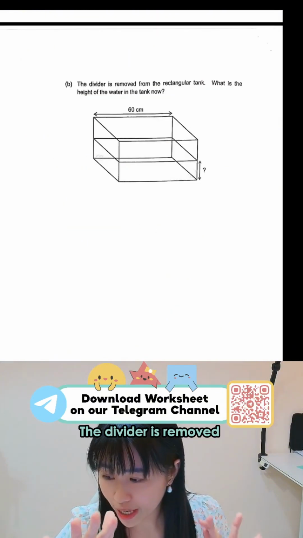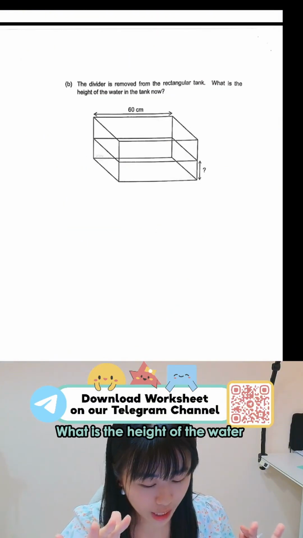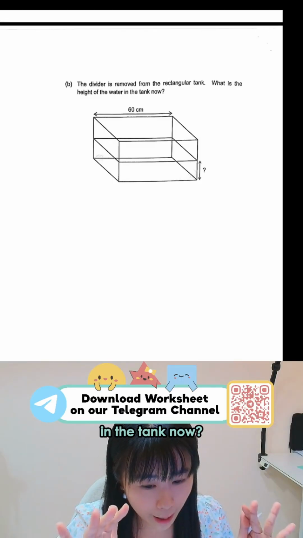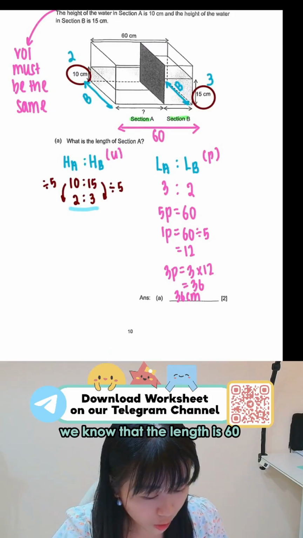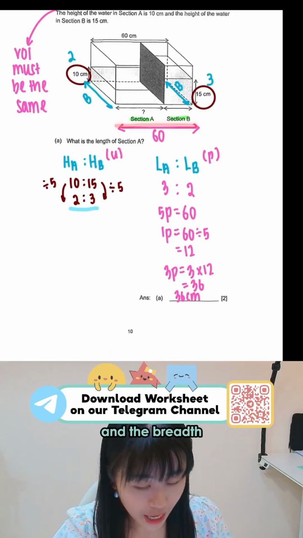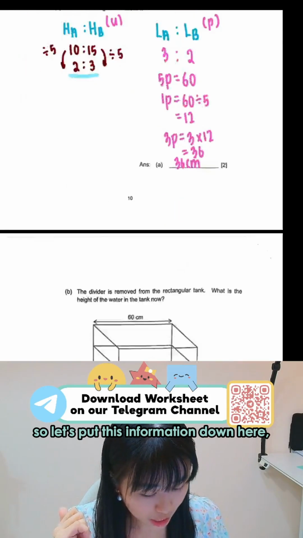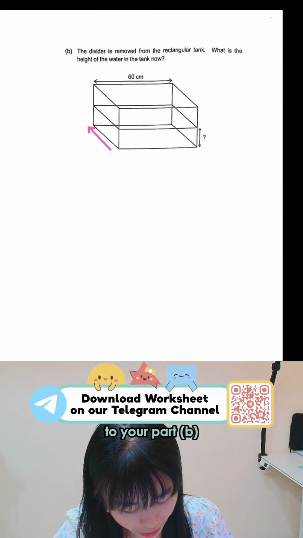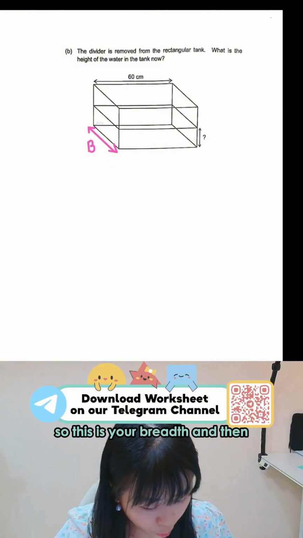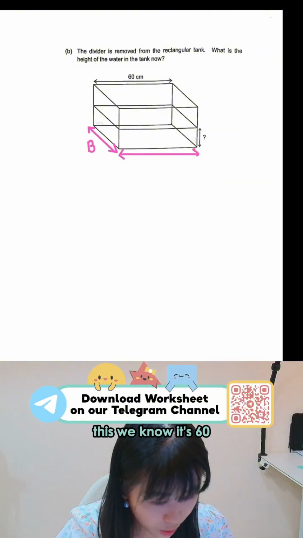Okay, the divider is removed from the rectangular tank. What is the height of the water in the tank now? If you bring in the context from the previous question, we know that the length is 60 and the breadth we still don't know, it's still a B. So let's put this information down here, okay? Always connect your part A to your part B. So this is your breadth, and then this one we know is 60.